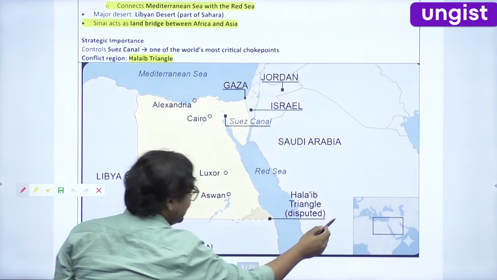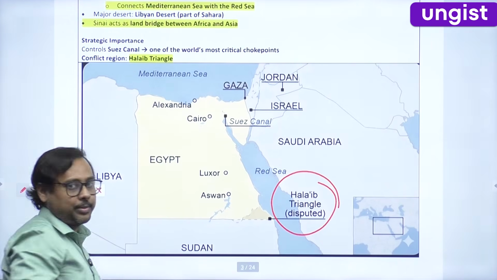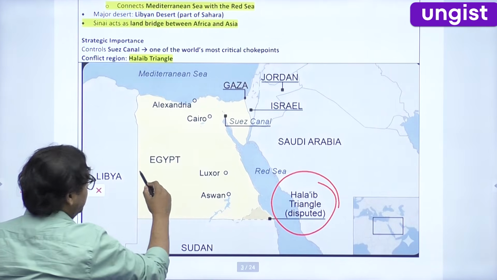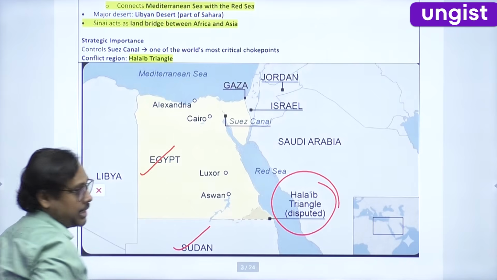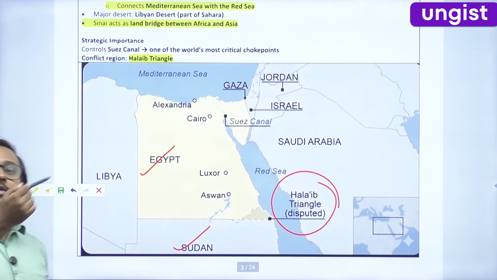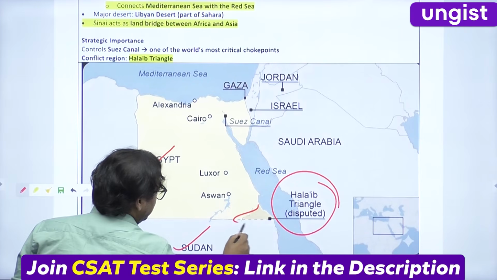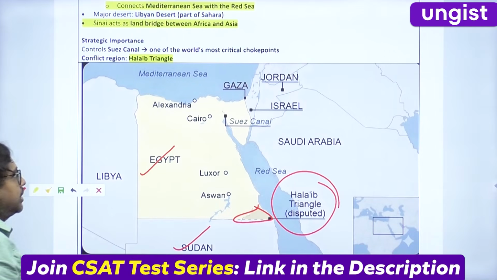This area, Halaib triangle. I don't know how to pronounce it. It's in Arabic, right? And the conflict is between which two countries? Egypt and Sudan, right? This is your Sudan. There is a South Sudan, which is below it. This is Sudan and Egypt. We have this portion, Halaib triangle, right?